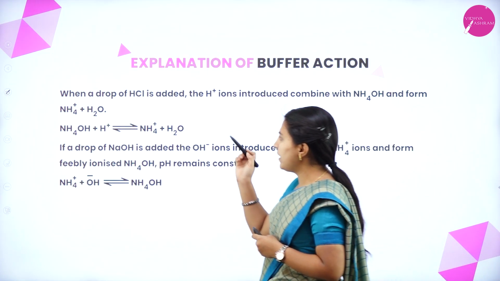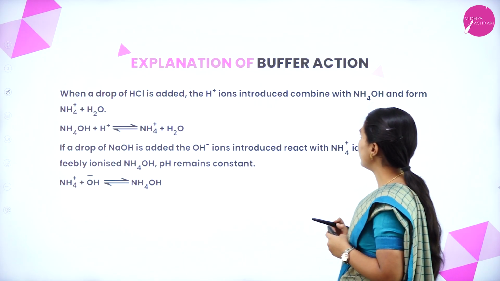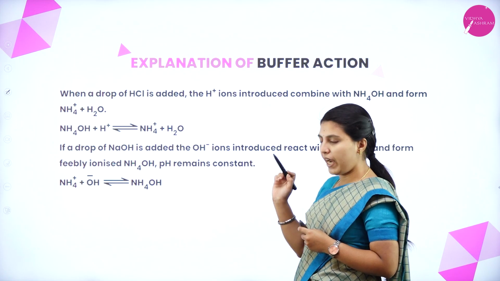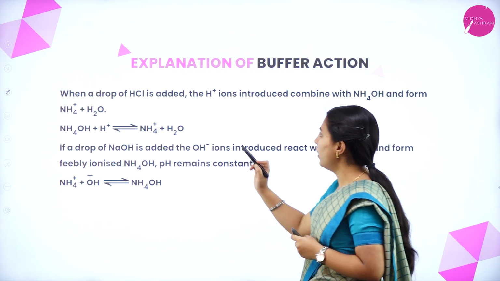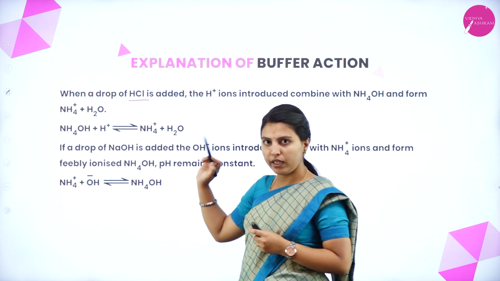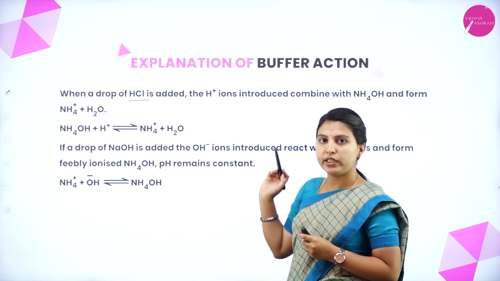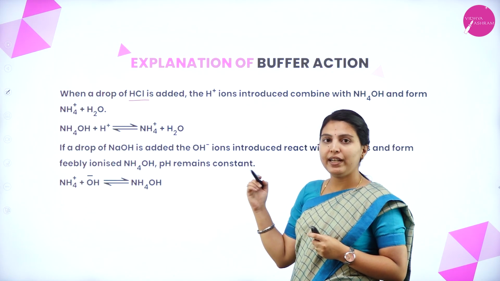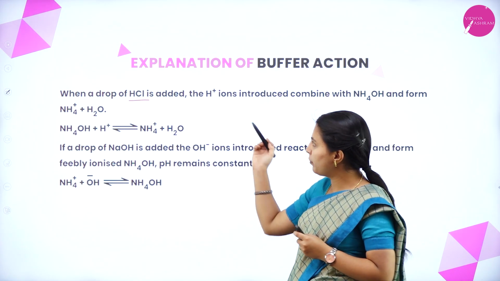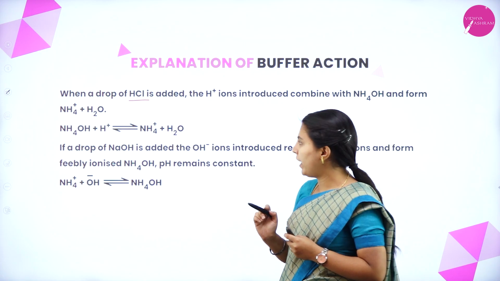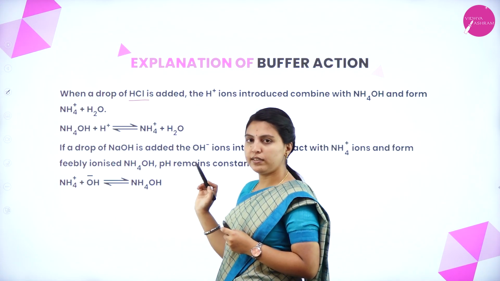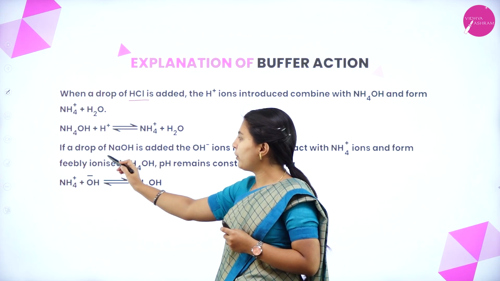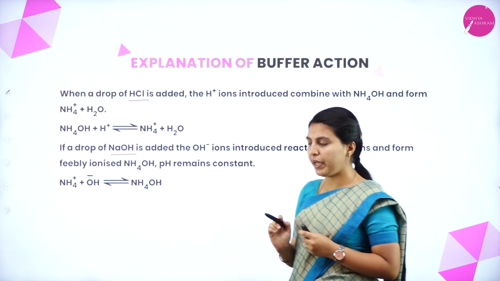When a drop of HCl is added, the H plus ions introduced combine with ammonium hydroxide and form NH4 plus and water molecule. Here also HCl will be added to check the ammonium hydroxide. What will happen? Ammonium hydroxide will react with H plus ion which was liberated from HCl and it will form NH4 plus and H2O molecule. Next, they will treat with a drop of NaOH, which is a base.